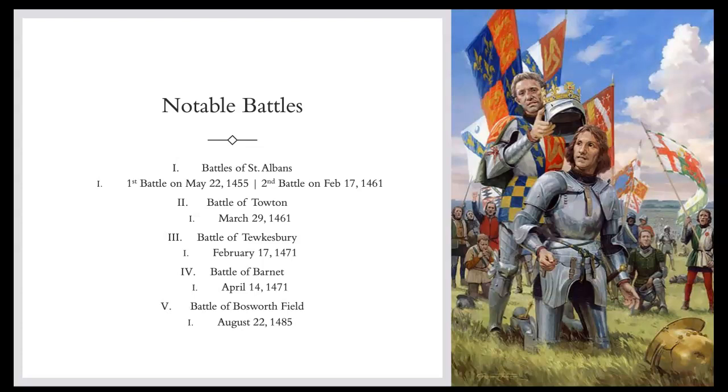That occurred in 1461. The Battle of Tewkesbury was in 1471. The Battle of Barnet was also in 1471, but later that year. And the Battle of Bosworth Field concluded the Wars of the Roses, and that was when Richard III was defeated by the new king, Henry VII, starting the Tudor reign.